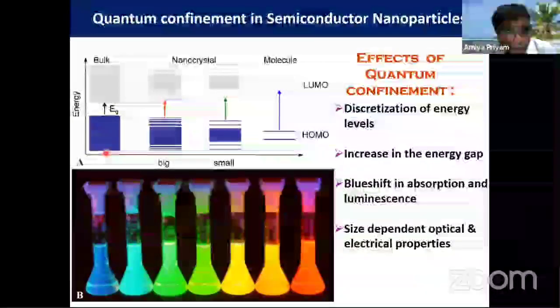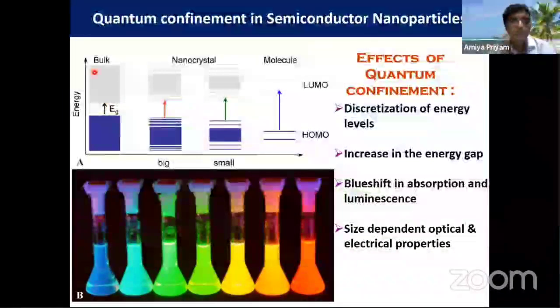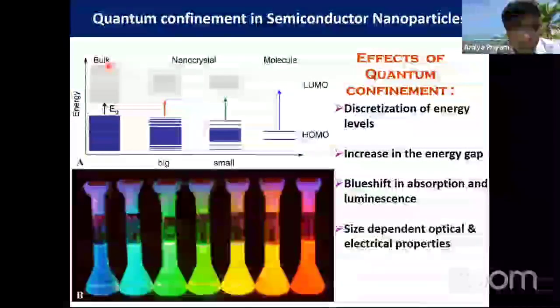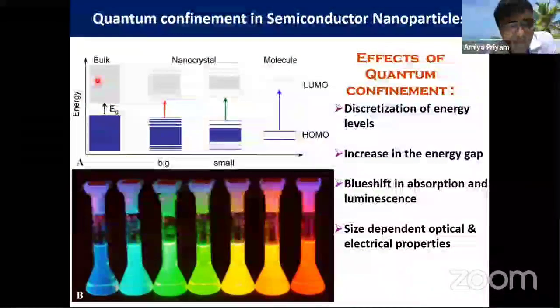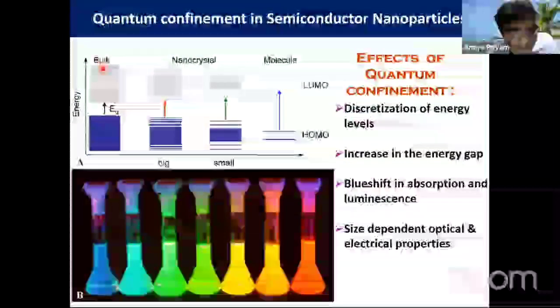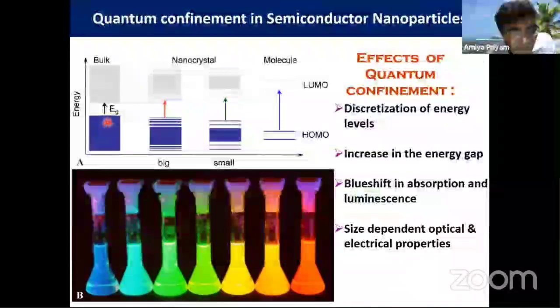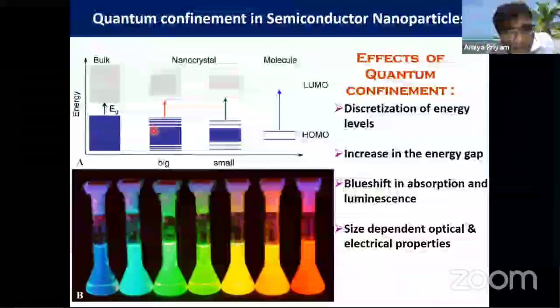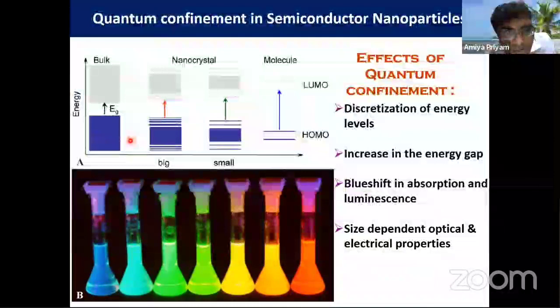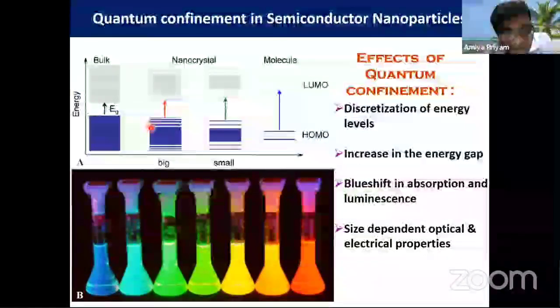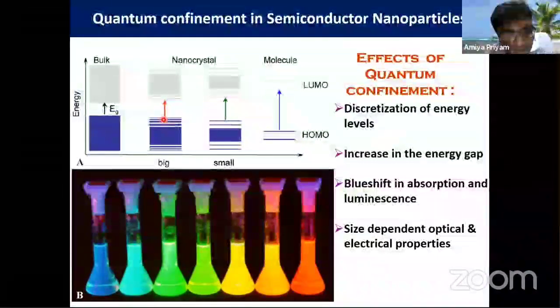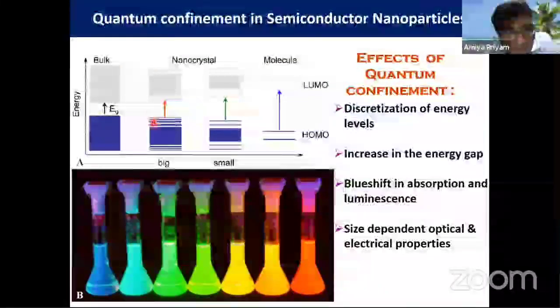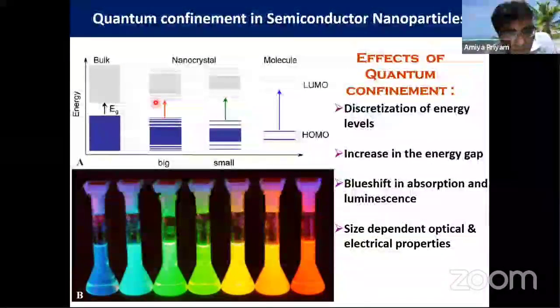So what is happening if you're looking from the point of view of bulk semiconductor? This is what I told you, that there are two bands, the conduction band and the valence band. But when you decrease the size below this threshold value of the Bohr exciton diameter, the discretization begins. This is what I show here. There is an increase in the gap.